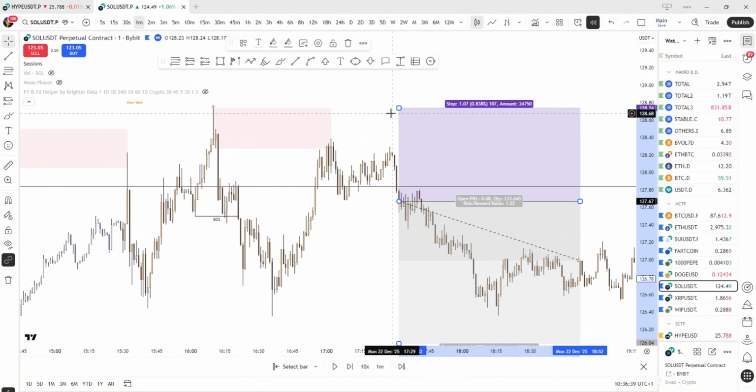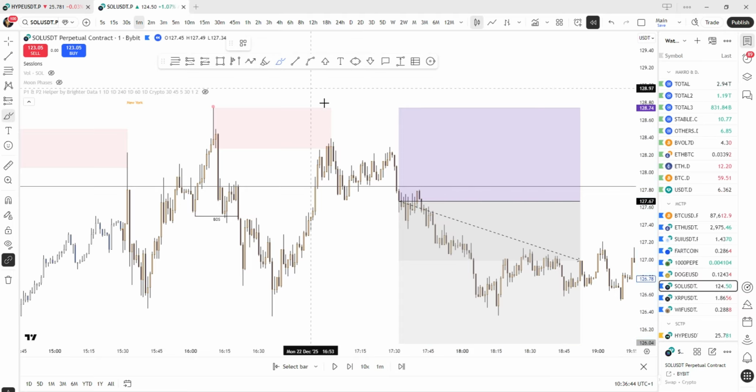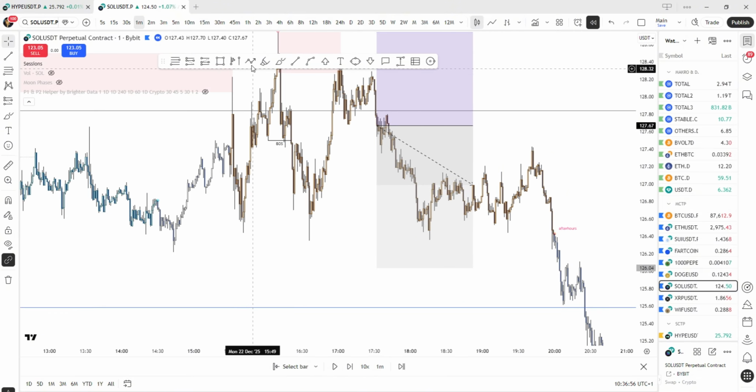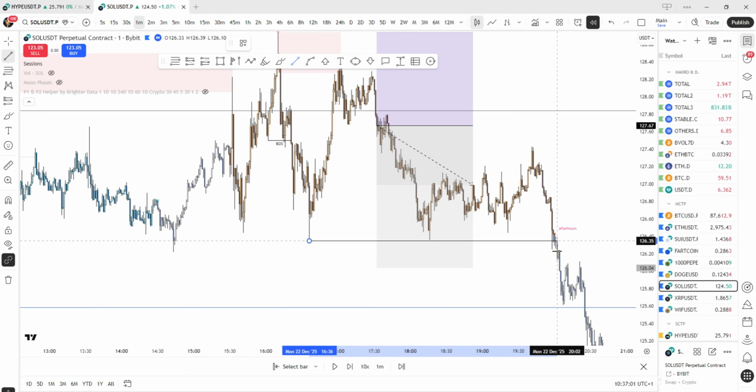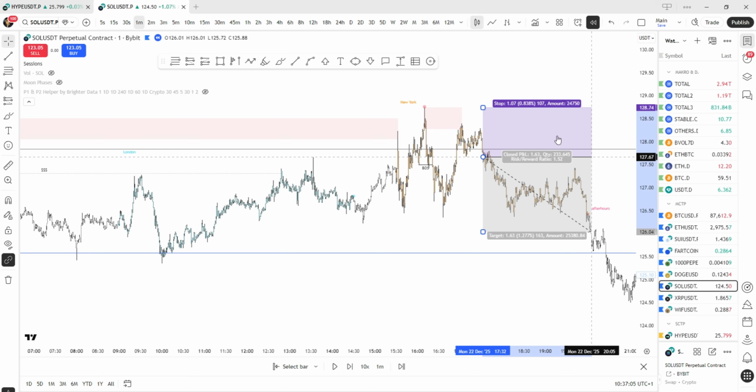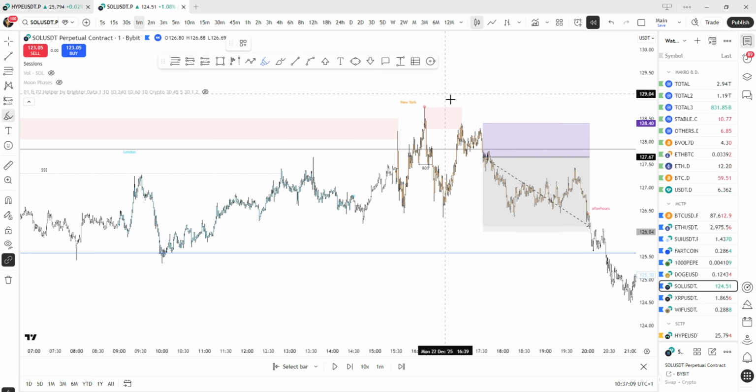I still had my stop loss above this point, because we could have done still something like this and then went down. So this should be protected because it's a Wyckoff high. And after breaking this low here, I trailed my stop loss to this high, to the retest high.